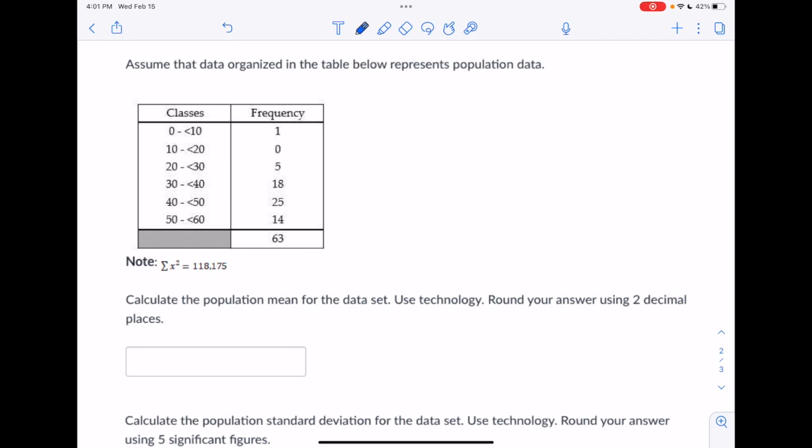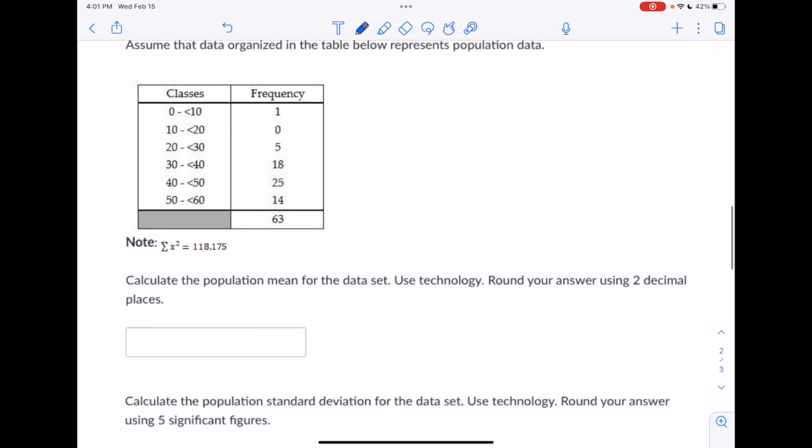Assume that data organized in the table below represents population data. They give us classes and frequencies, a sum of the x squareds, and they want us to calculate the population mean for the data set. If we look down a little lower, there's another problem that wants us to calculate the population standard deviation. So they're kind of telling us multiple times here: we have population data, so calculate the population mean, and calculate the population standard deviation.